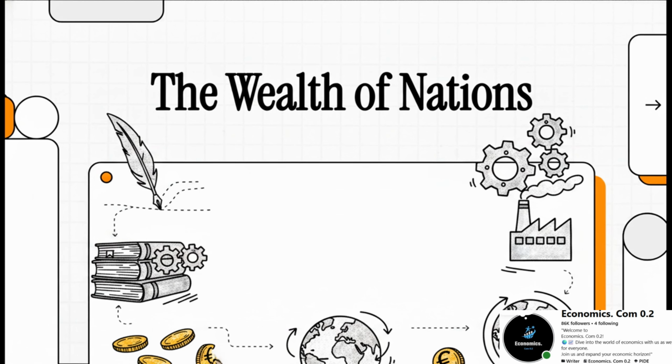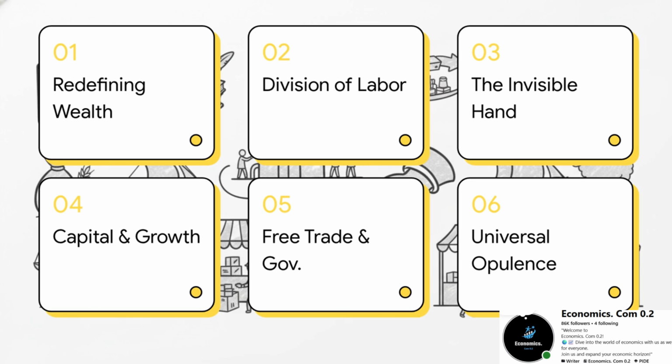So, let's get right into it. Here is our roadmap for today. We'll be redefining a nation's wealth, breaking down the division of labor, demystifying the invisible hand, looking at capital and growth, exploring free trade, and finally wrapping up with Smith's ultimate goal, universal opulence.